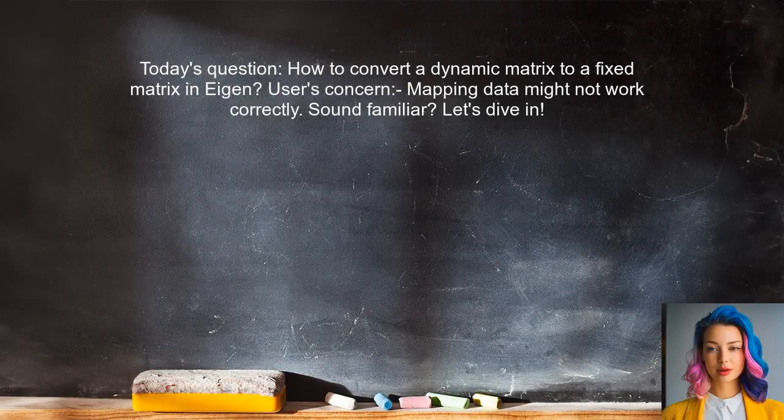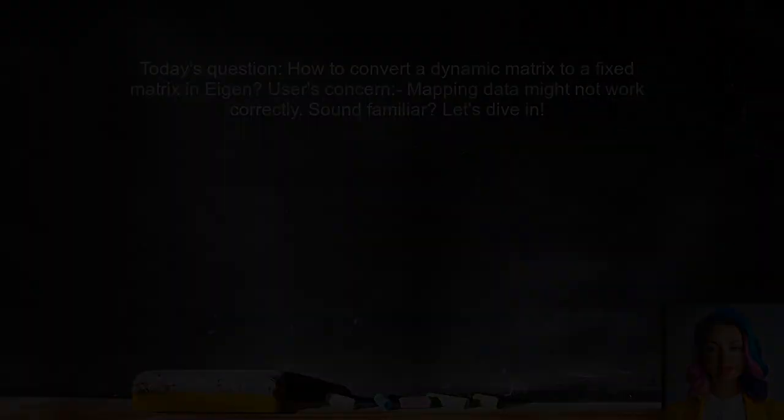Here's the specific question we're addressing today. One user asked how to convert a dynamic matrix like Eigen::MatrixXf into a fixed matrix such as Eigen::Matrix<float, 3, Eigen::Dynamic>. They are unsure if mapping the data will work correctly. Sound familiar? Let's dive into the details.